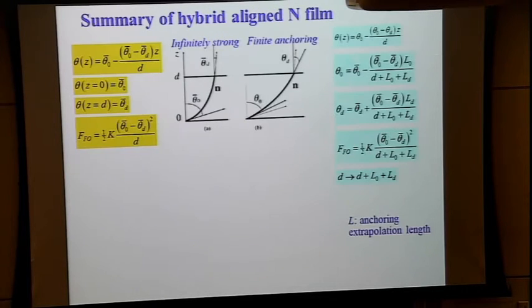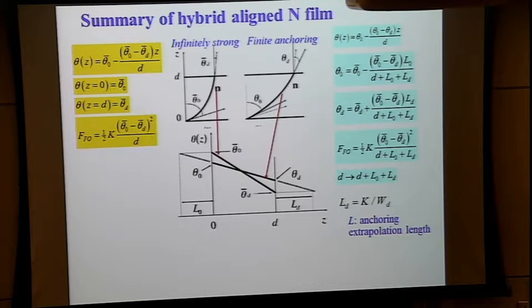And now let's just analyze the result. Let's put this infinite anchoring and finite anchoring side by side and see what's the same and what's different. What is the same is that in both cases you have a linear dependency of theta on the vertical axis. But then the angles are different. Here I am starting from theta naught bar, and it's fixed. And here I finish at theta bar d, it's fixed. In this case, these two angles are relaxed. Theta at the bottom is smaller than theta here, and theta at the top is larger than theta here.